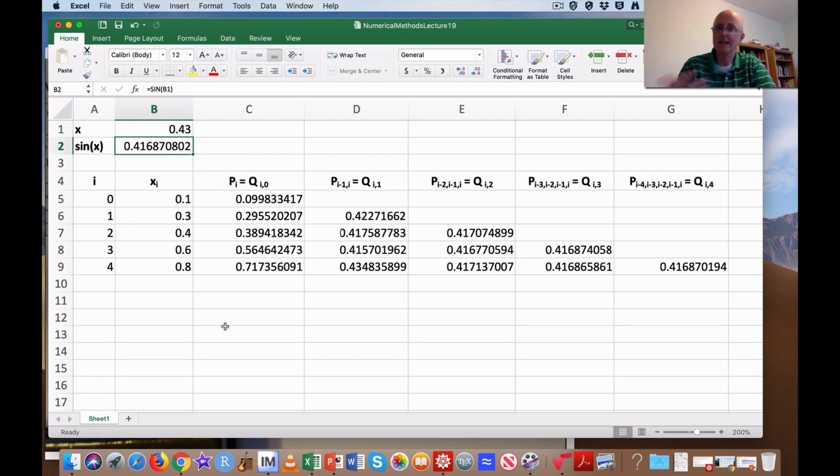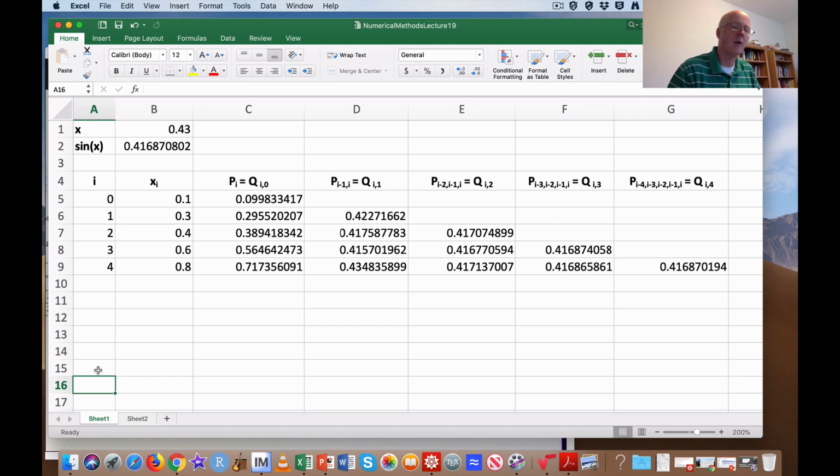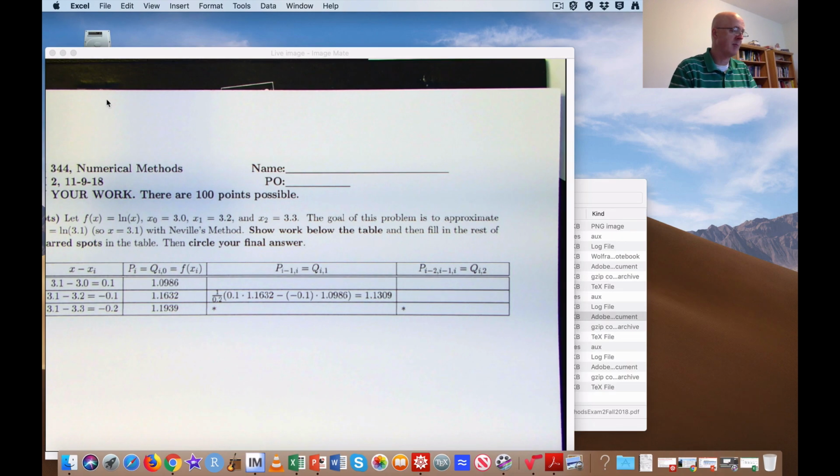Okay, so this is pretty nice that you can set this up in a spreadsheet like that. Not completely ideal, but still pretty nice. And I'd highly recommend working on that for your examples. All right, finally, I'm going to end by doing a sample exam problem that I gave in the past.